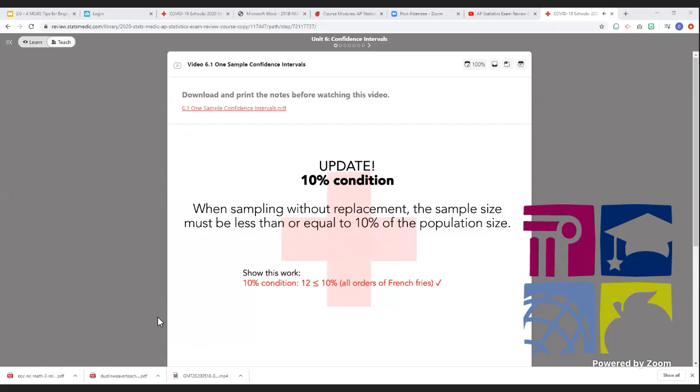Quick update here. College Board has recently made some changes to the rubrics for free response questions dealing with inference. When sampling without replacement, we must check the 10% condition, which says that the sample size is less than or equal to 10% of the population size. Here is the work you would need to show for this problem. Let's add this third condition to the plan section for the problem.